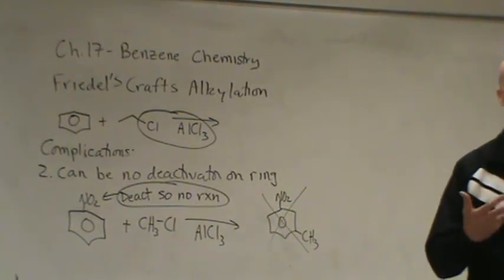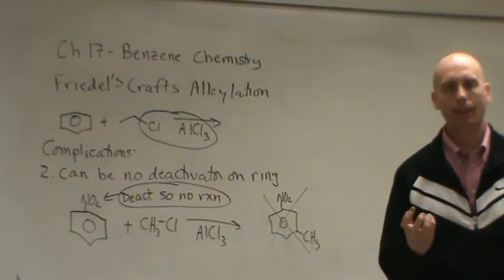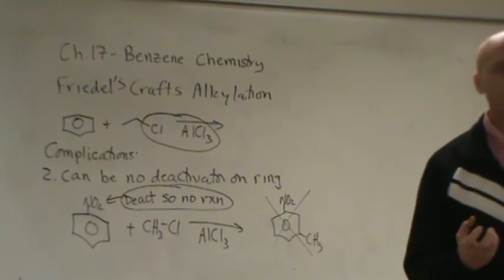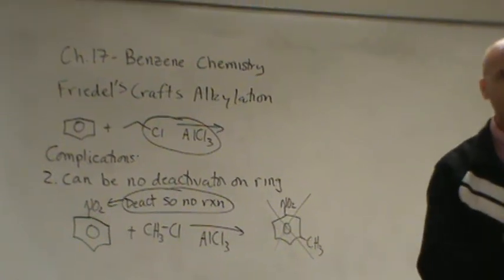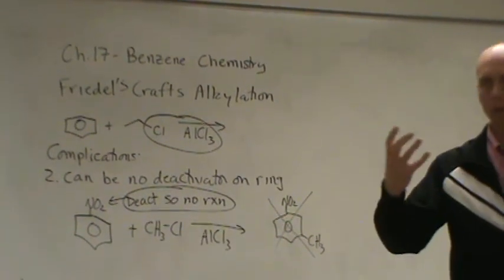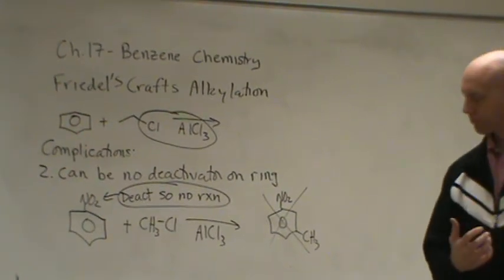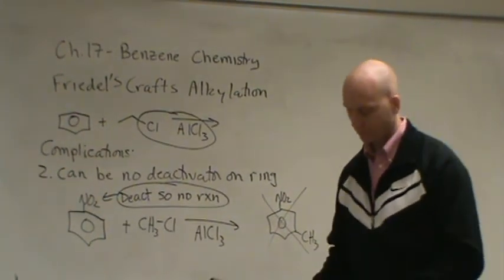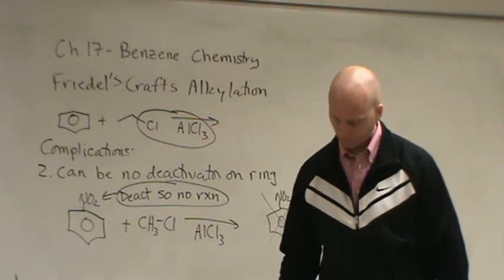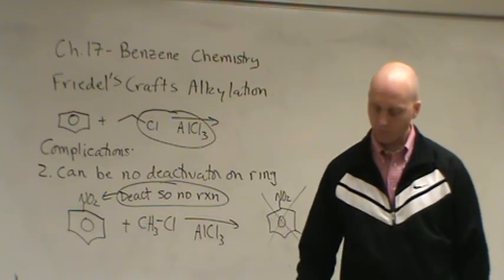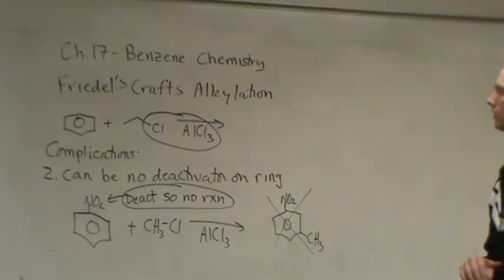The reason for that is, again, deactivators make the ring electron poor. The carbocation is not a super strong electrophile. So if the ring's electron poor, that reaction is going to be a very poor reaction because I've got a poor electrophile and a poor nucleophile from the benzene ring. Okay, so that's the Friedel Crafts alkylation.